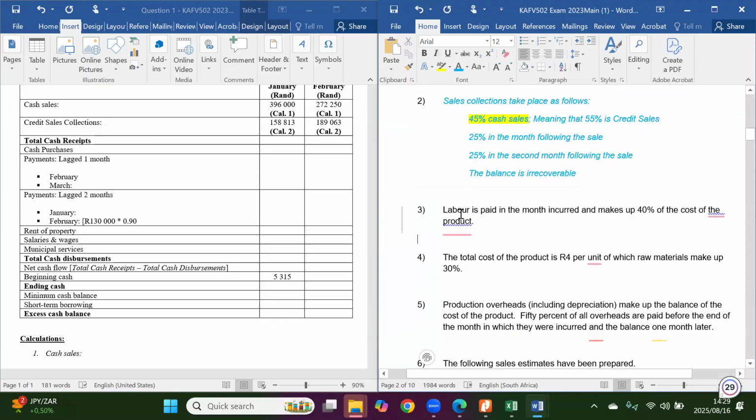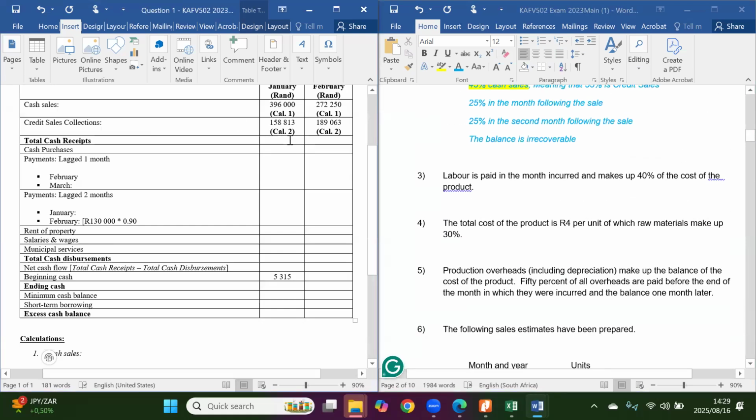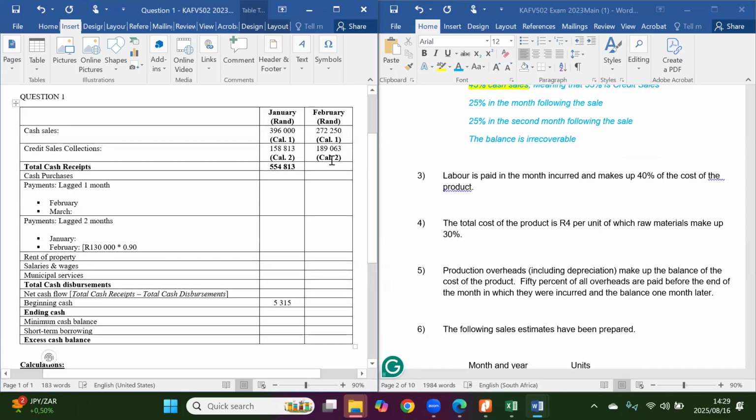Now we move to the part about labor and whatnot. In fact, if there's nothing else that the company received from any other source, then what you do, you simply totalize the total cash receipts for January as well as for the month of February. So you're simply going to say 396,000 plus 158,813 to give you 554,813. That is for the month of January.